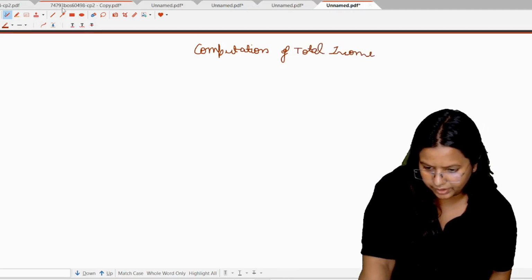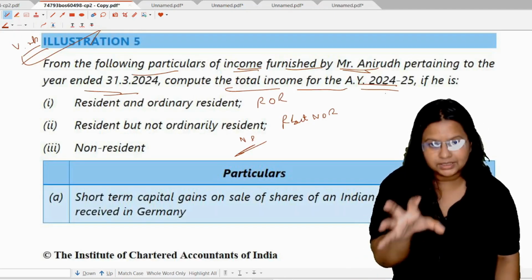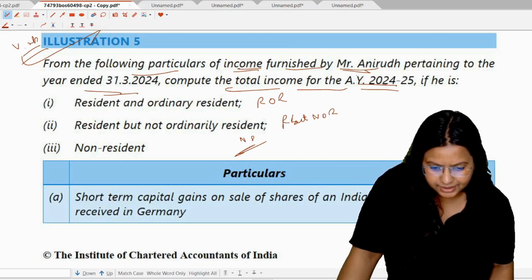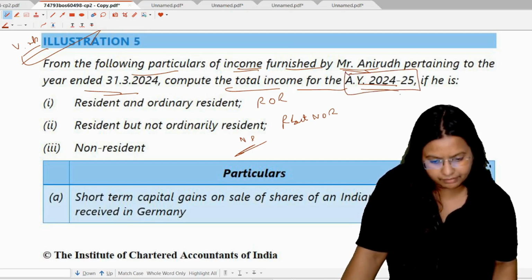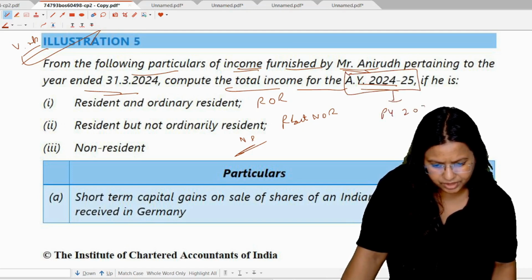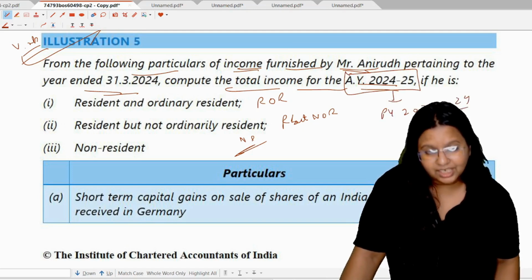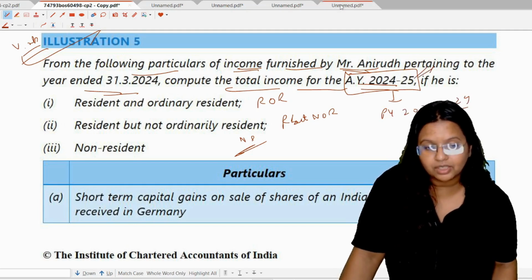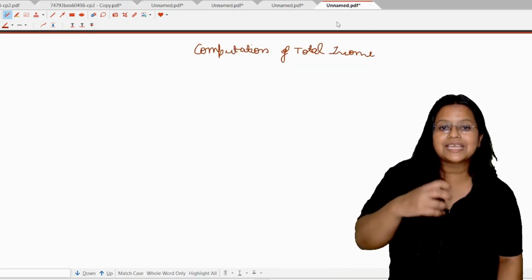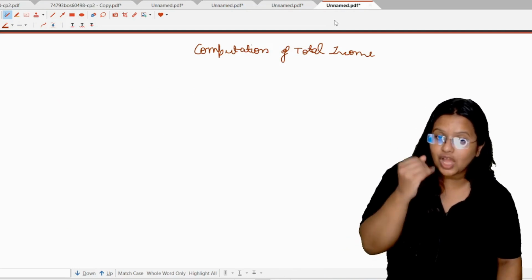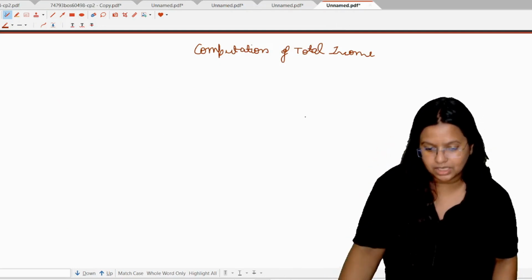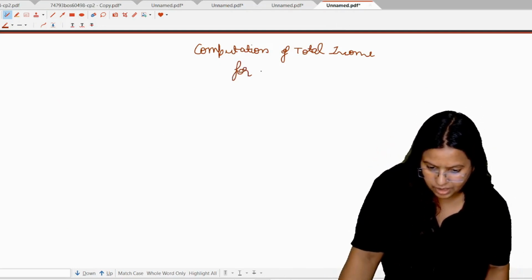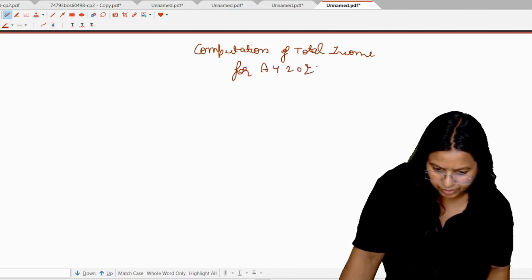Now let's see one thing. If the examination question says assessment year 24-25, it actually means previous year 23-24. But it will leave a great impact on the examiner if you write it as it is given in the question. If they are asking from the assessment year point of view, you have to write the assessment year, not the previous year. Computation of total income for assessment year 24-25.